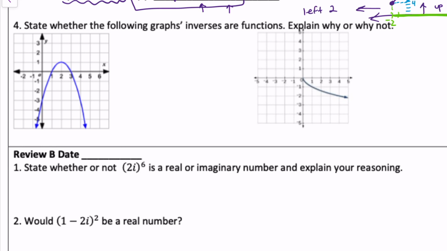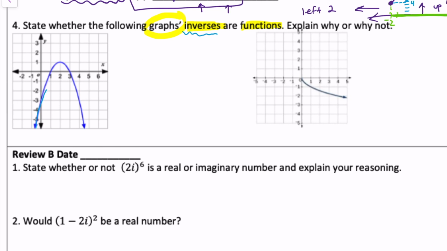Let's finish off by reviewing some inverses. Here we want to figure out if a graph's inverse is a function. So meaning, does it pass the vertical line test? Does every input map to exactly one output? There's a few ways we can do that. First of all, let's remember what an inverse is. That's when we swap the x and the y value and we solve for y to find the inverse function.